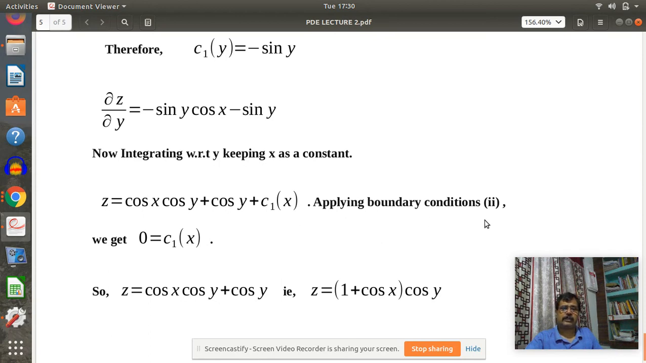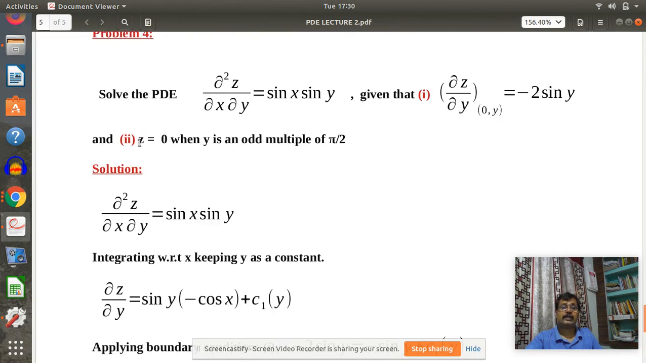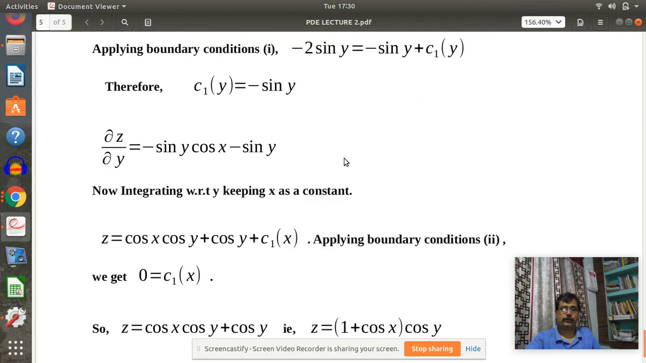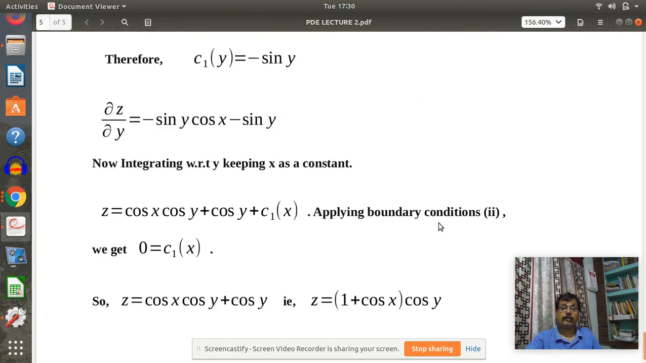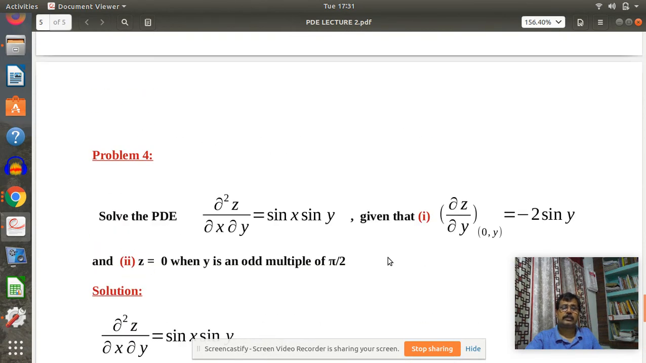Now applying the second boundary condition. What is the second boundary condition? z equal to 0 when y is an odd multiple of pi by 2. So y is an odd multiple of pi by 2 means cos pi by 2, cos 3 pi by 2, cos 5 pi by 2, etc. are 0. So the first two terms get cancelled, both are 0. So what we get is 0 equal to c1 of x, that is c1 of x equal to 0. Now substituting, we get z equal to cos x cos y plus cos y, which may be written as z equal to (1 plus cos x) whole into cos y. Okay, so that's the solution of this partial differential equation.